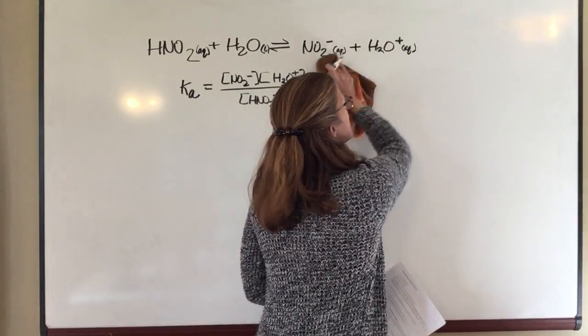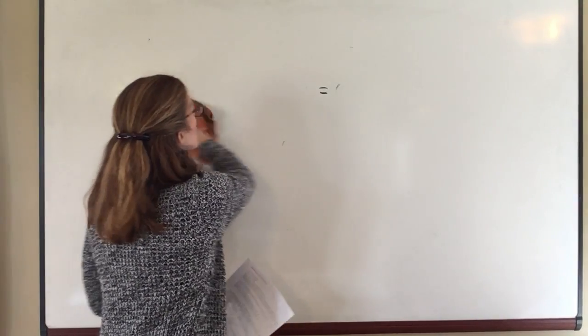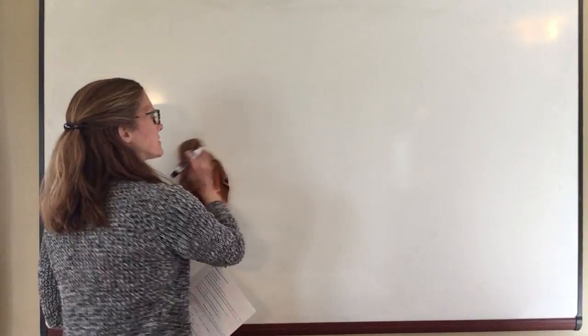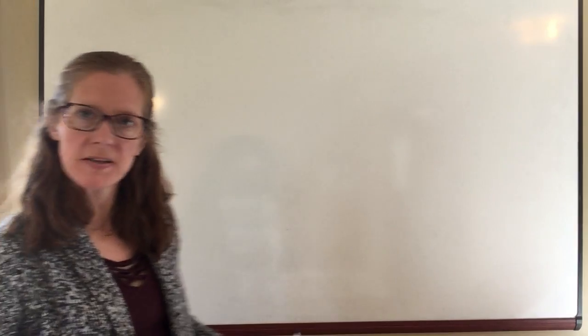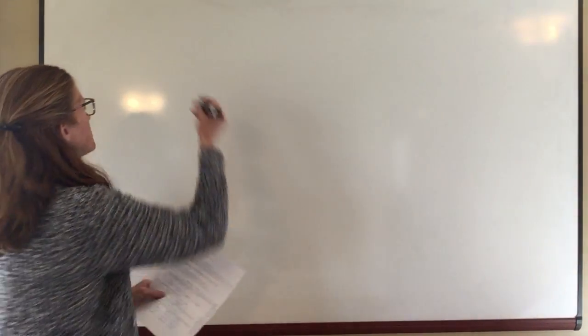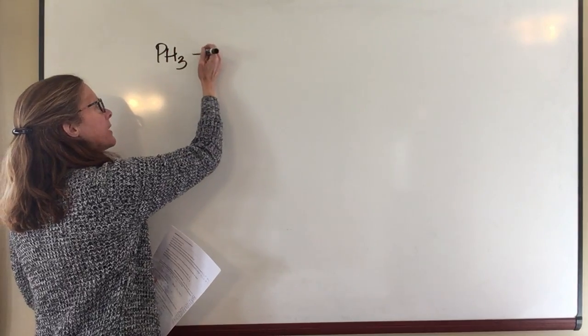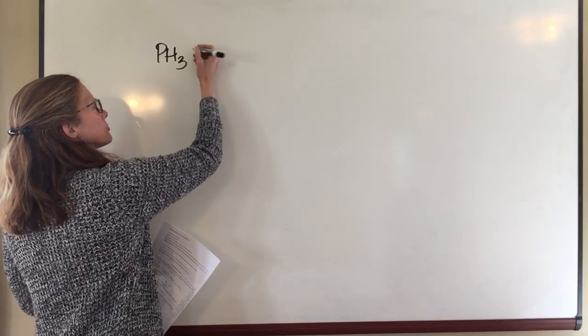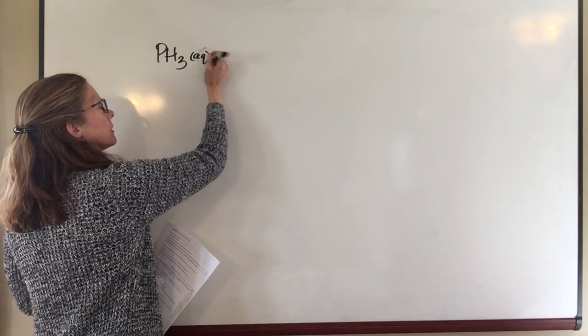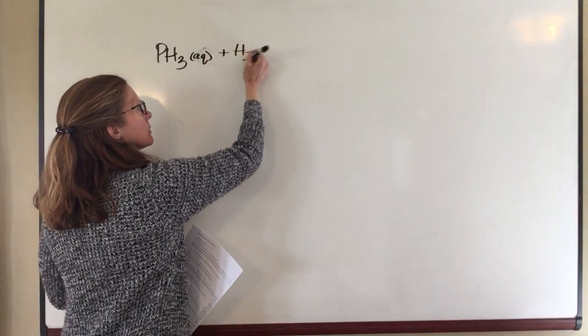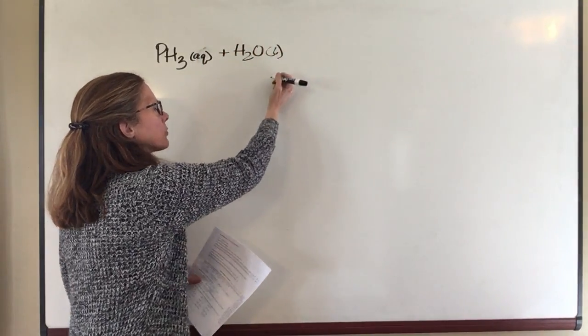Let's look at a base now. If an acid is a hydrogen ion donor, a base is going to be a hydrogen ion acceptor. NH3 is a base. And again, I should probably make sure that I get my base symbols written up here. It's going to react with water.